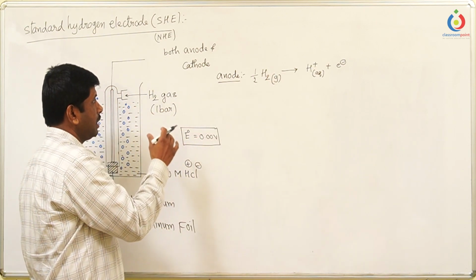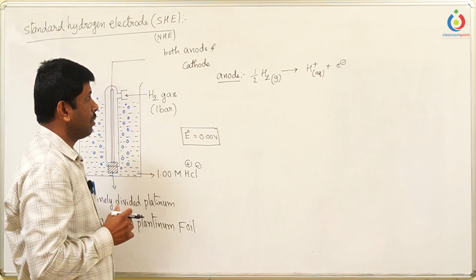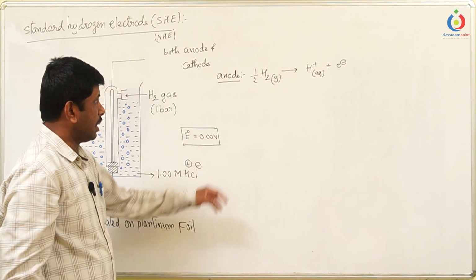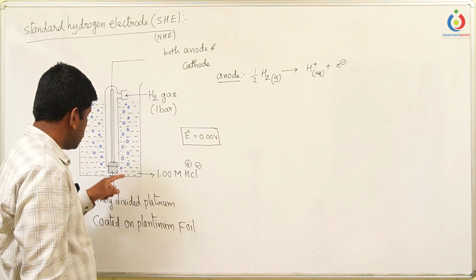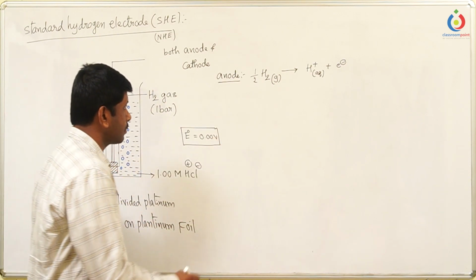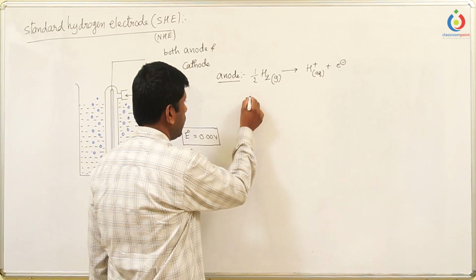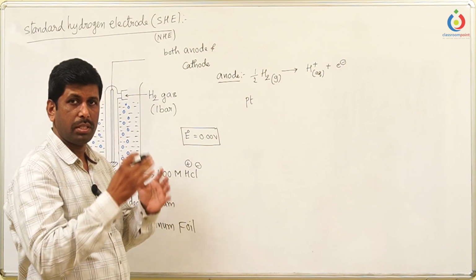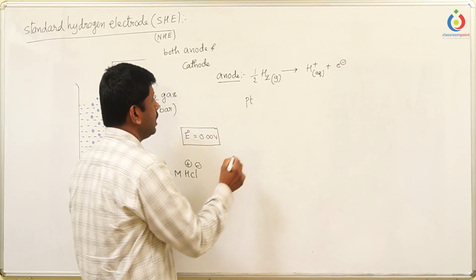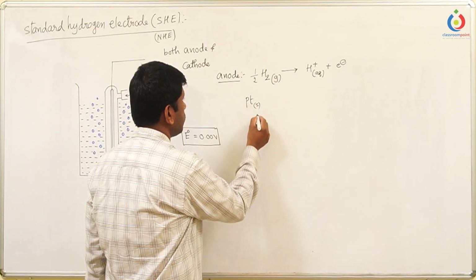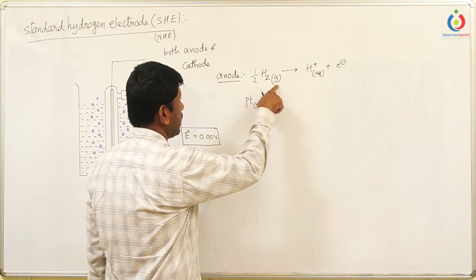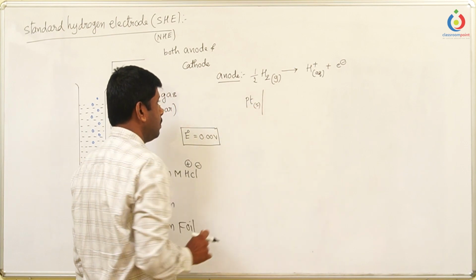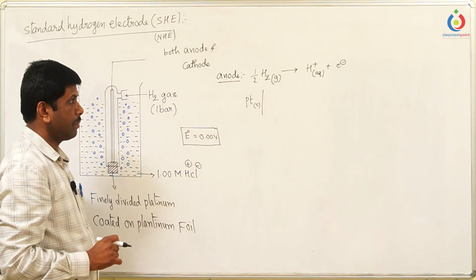So in this process, hydrogen gas is converting into H plus ions. Then how do we represent the standard hydrogen electrode when it is functioning as the anode? Basically, this hydrogen gas is absorbed over the surface of the platinum foil, so initially we have to write platinum, because the oxidation reaction takes place on the surface of the platinum. This platinum metal is in the solid state, and solid state and gaseous state are different phases. When the phase changes, we have to put one vertical line.